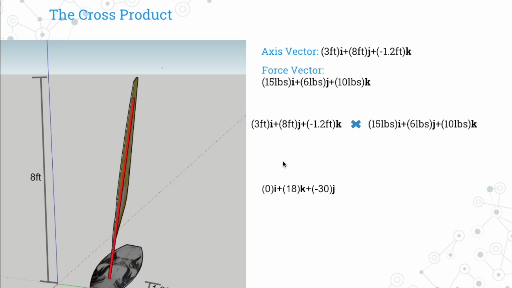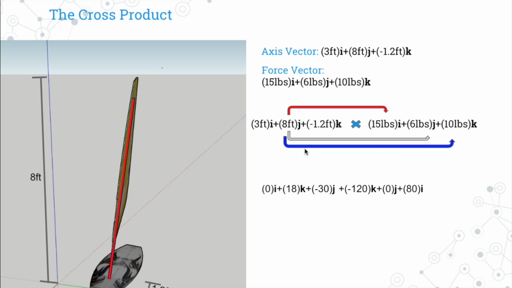Now, after we looked at the first component, we are going to look at the second component, the 8 feet in the j direction. So you start by multiplying the 8 feet by the first term in the second equation. So that would be the 8 times the 15, and then the 8 times the 6, and then the 8 times the 10. This will give us negative 120k. So 8 times our 15 gives us 120. And when you multiply positive j by positive I, you get a negative k.